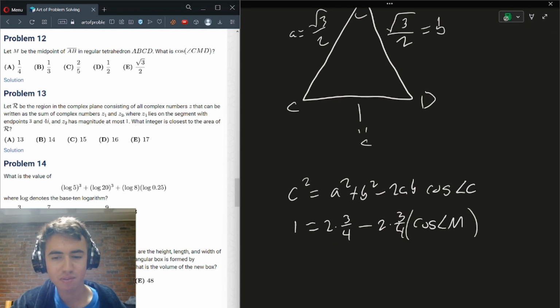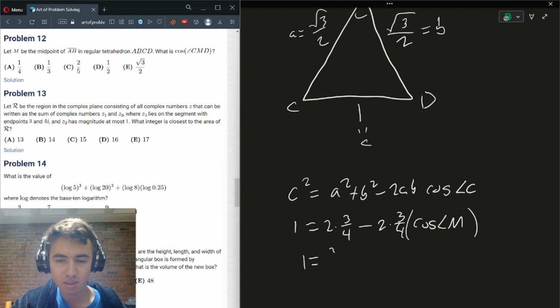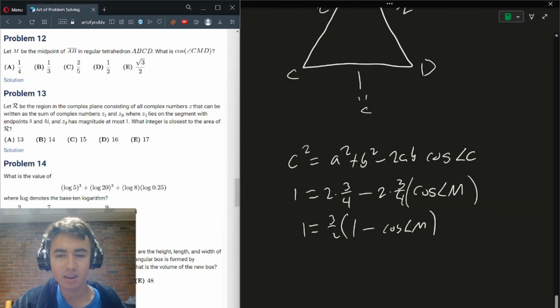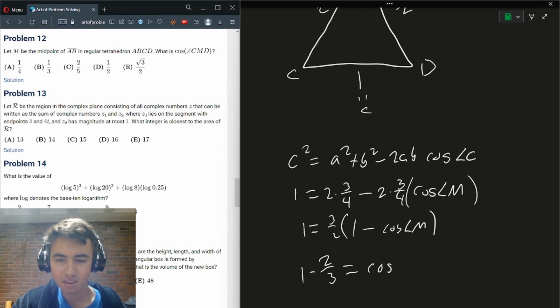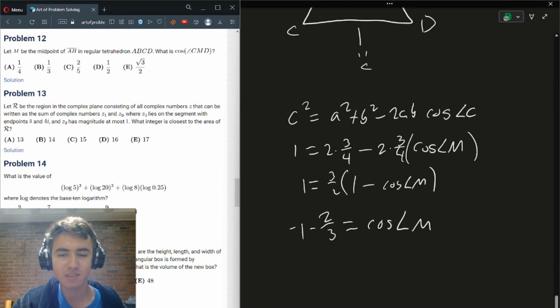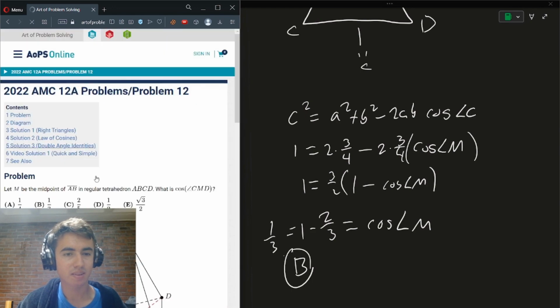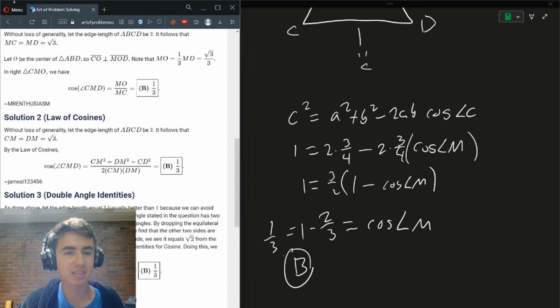So now, all we have to do is solve for this value, which is exactly what we want, right? So let's simplify this. 1 is equal to 3 over 2 times 1 minus cosine of angle M. And then we get 2/3. We get 1 minus 2/3 is equal to cosine of angle M, which is obviously the same as 1/3. So we should get the answer B. And let's make sure that is correct. And it is indeed correct.